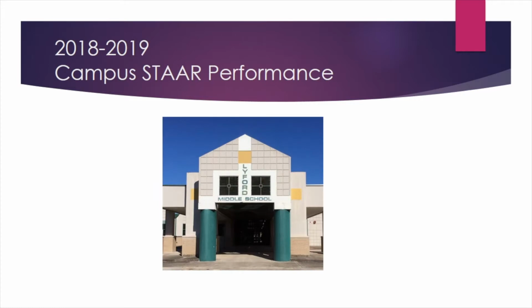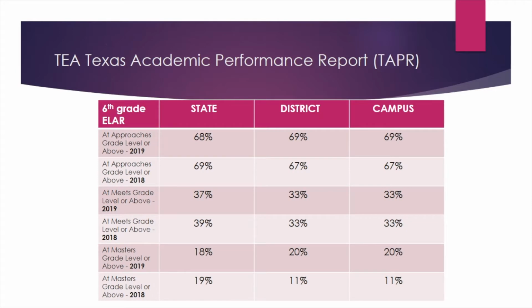So now that we have gone over what the TEKS are and the purpose of the TEKS, and have reviewed the standards, let's now look at the 2018-2019 Campus STAAR Performance Report. So here we have our TEA Texas Academic Performance Report, also known as the TAPR report. So we have comparison data here for 6th grade ELAR in the state, district, and the campus, which is Lyford Middle School. As you can see, between 2017 and 2019, there has been little to no growth. Also, no scores have been over 70%, so this is an area of concern.